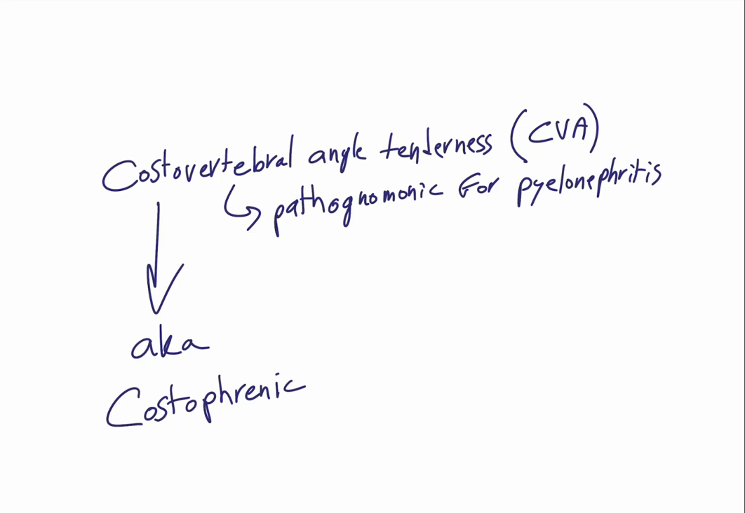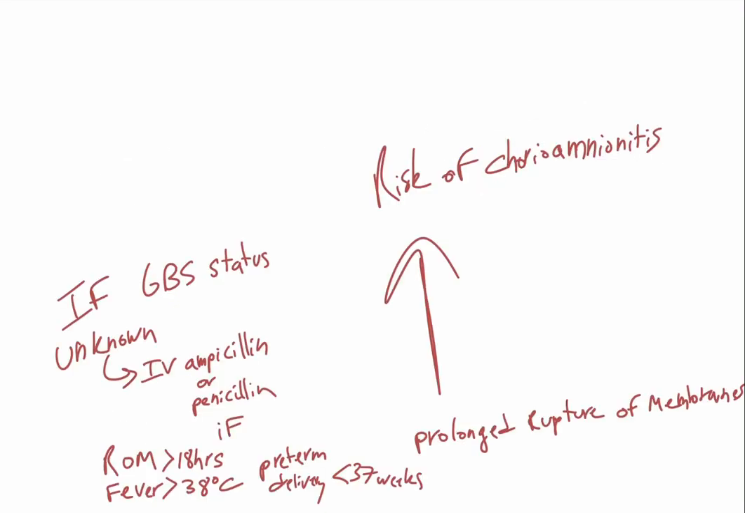Moving on. As far as prolonged rupture of membranes is a risk factor for chorioamnionitis, which is inflammation of the fetal membranes during pregnancy. If the mother's group B strep status is unknown, you will give intrapartum IV ampicillin or penicillin. If rupture of membranes lasts longer than 18 hours, maternal fever is over 38 Celsius, or it's a preterm delivery, meaning less than 37 weeks gestation.